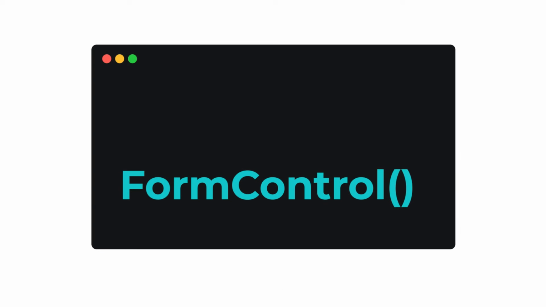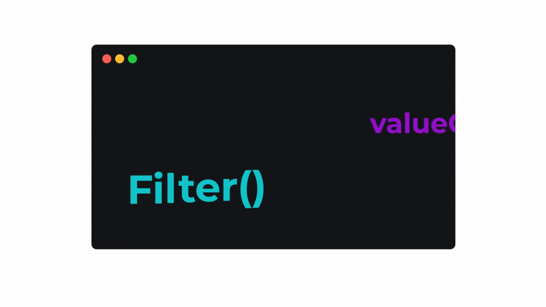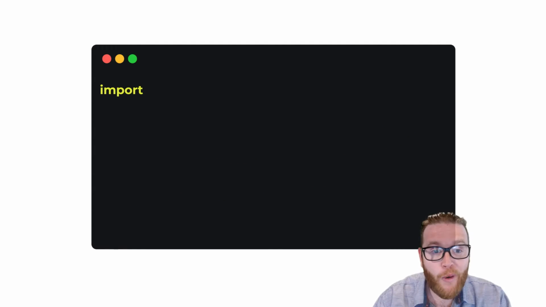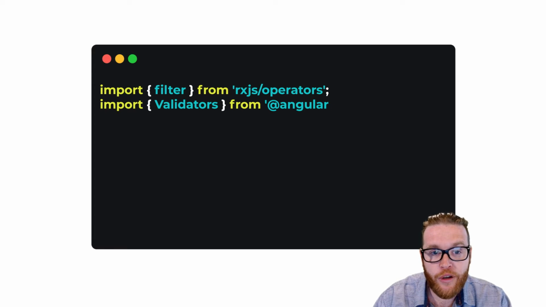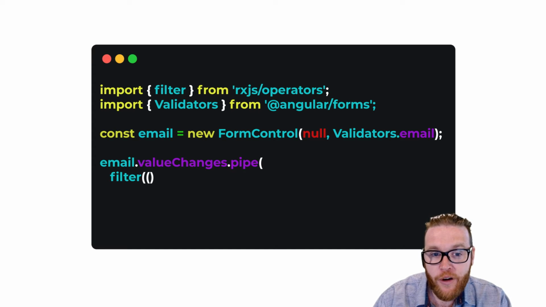Let's use it to create a form control that will save automatically, but only when that control is valid. To do this, we'll use the value changes observable on that control and the filter operator. By importing the filter operator from the RxJS library, as well as the validators that we'll use for this example, we'll then pipe into its value changes observable stream, which will emit a new value with every change in value to the email control. We now want to insert the filter operator to allow values to emit only if the control is in a valid state.